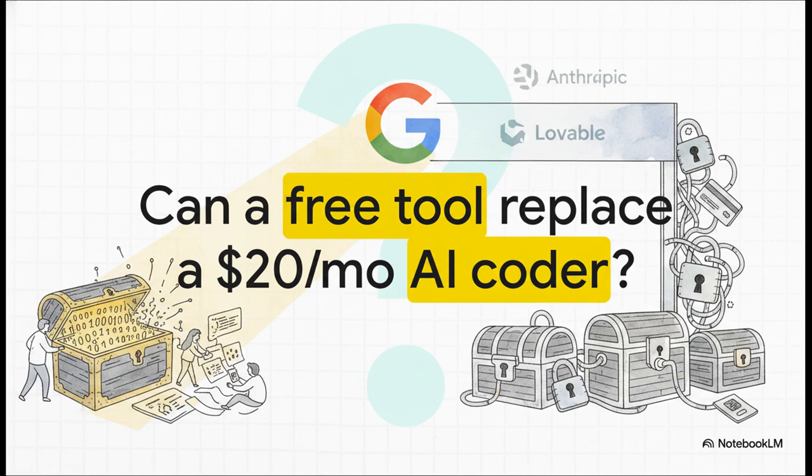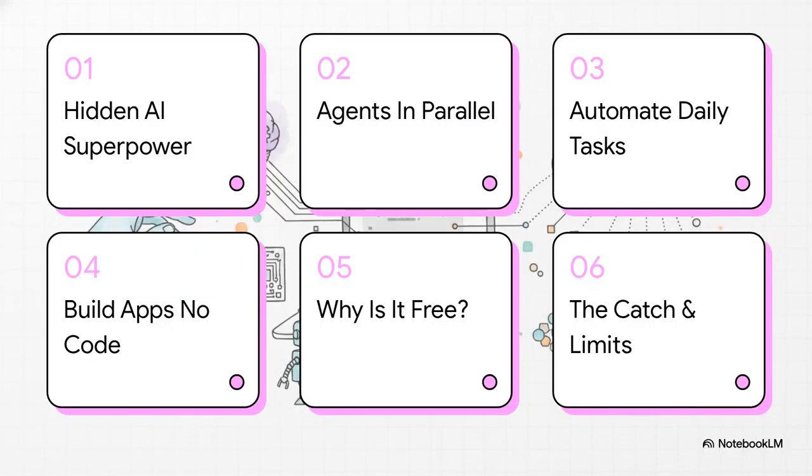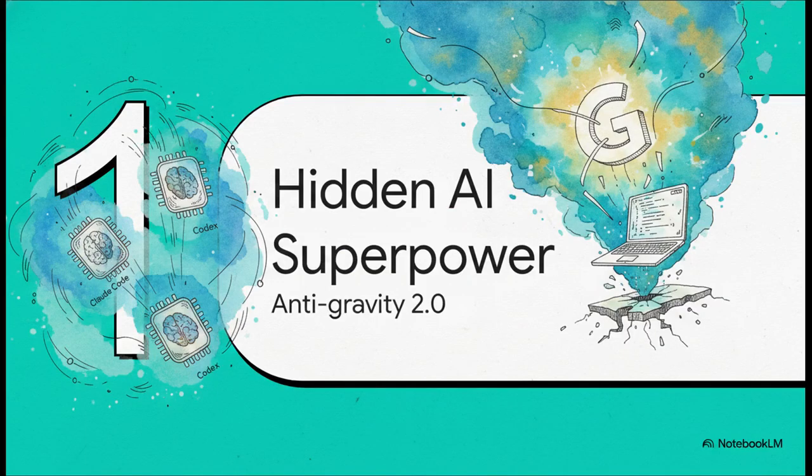You know, tools like Cursor, Lovable, or the established heavyweights from Anthropic and OpenAI, they all want your money before you can build anything meaningful. But what happens when a tech giant quietly releases something that rivals and in some ways totally surpasses those paid tools, entirely for free? All right, here is a quick look at our roadmap for unpacking this thing today. We'll cover the hidden AI superpower, agents in parallel, automating daily tasks, no-code app building, why it's free, and finally, the catch. Let's kick things off with Section 1, the hidden AI superpower.